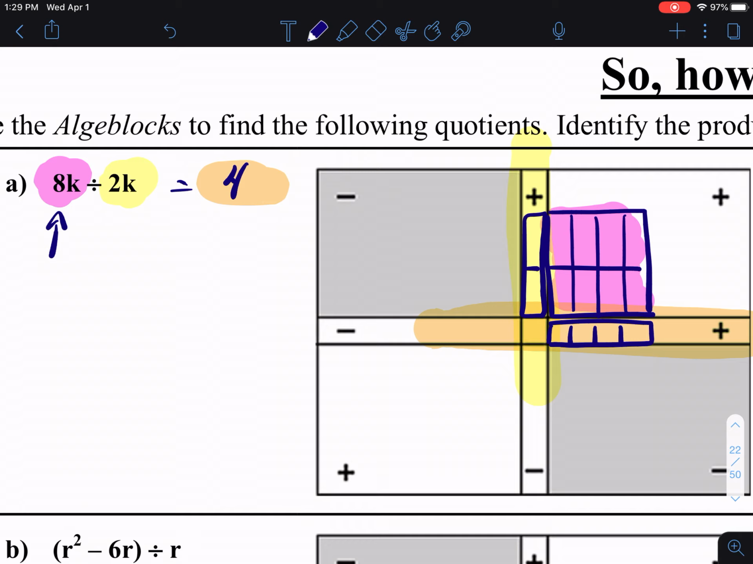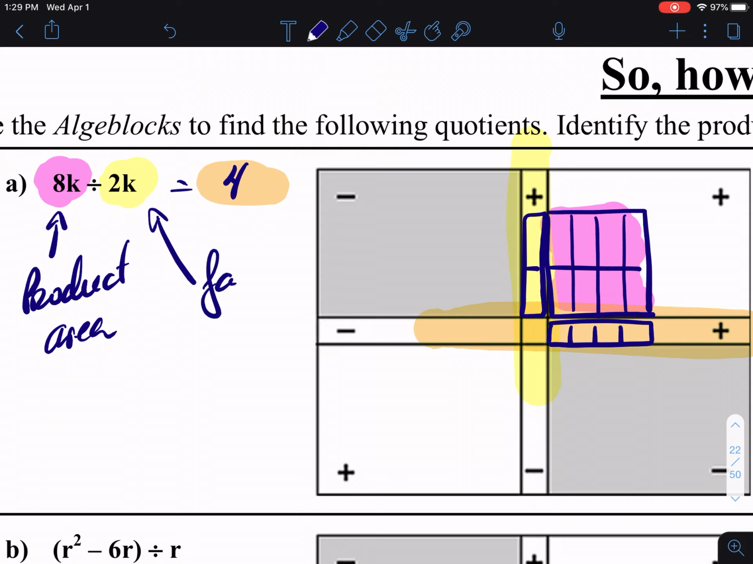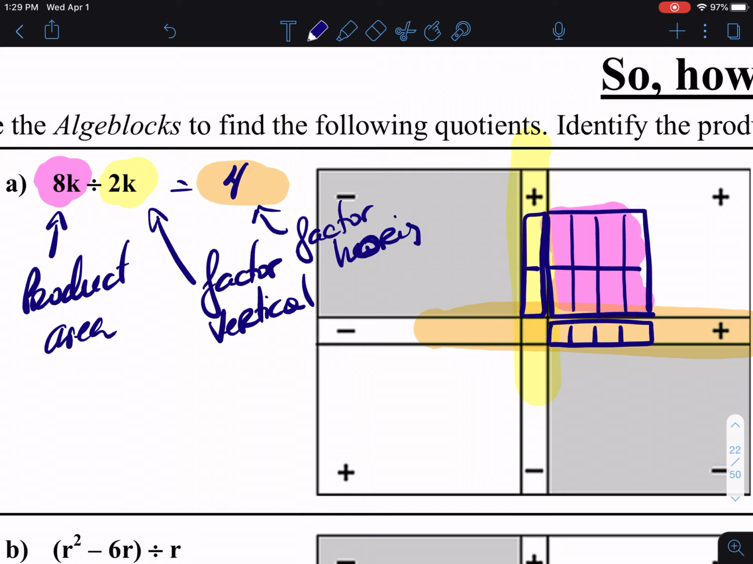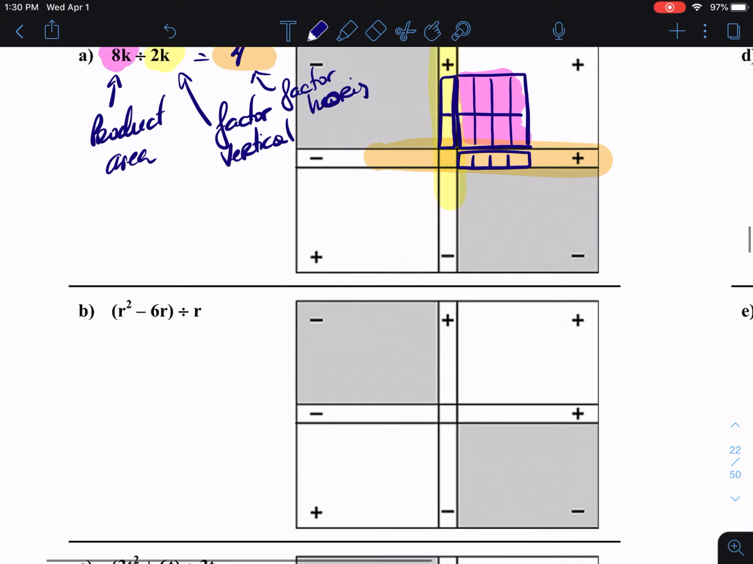So you see that this is the product, or the area. This is one of the factors. Let's say vertical for this one. And this is the other factor, horizontal. So if we said 2K times 4, we would get 8K, and that would be a way to check. So let's try number B.